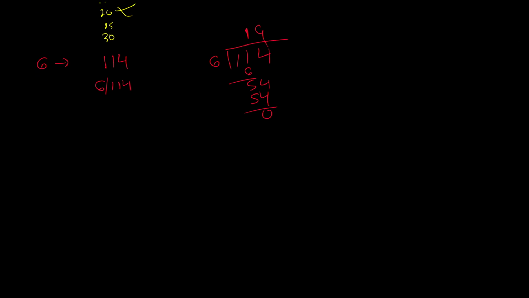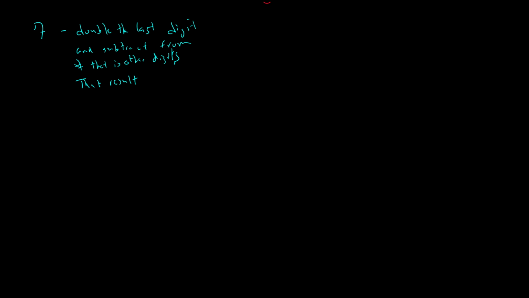Seven has an odd rule. So for 7, double the last digit, and subtract it from the other digits, the rest of the number. That result must be divisible by 7.